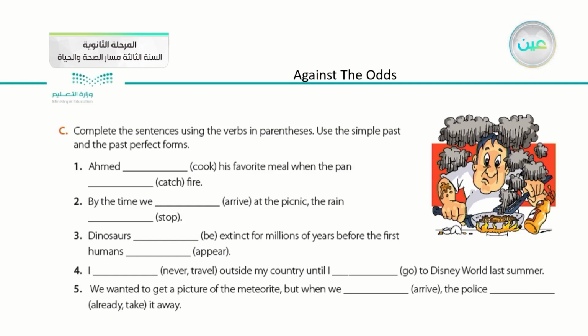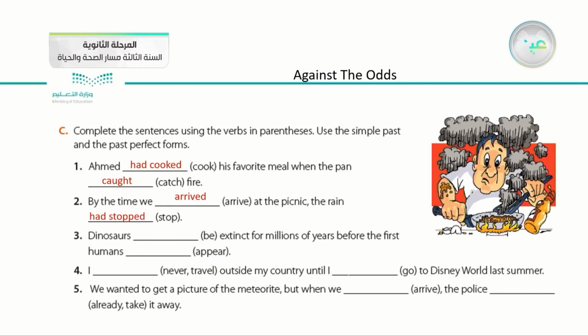Ahmed had cooked his favorite meal when the pan caught fire. So we talked about the past perfect and we said it's an action that happened before another action in the past. Number 2, by the time we arrive at the picnic, the rain stopped, and the answer is by the time we arrived at the picnic, the rain had stopped.